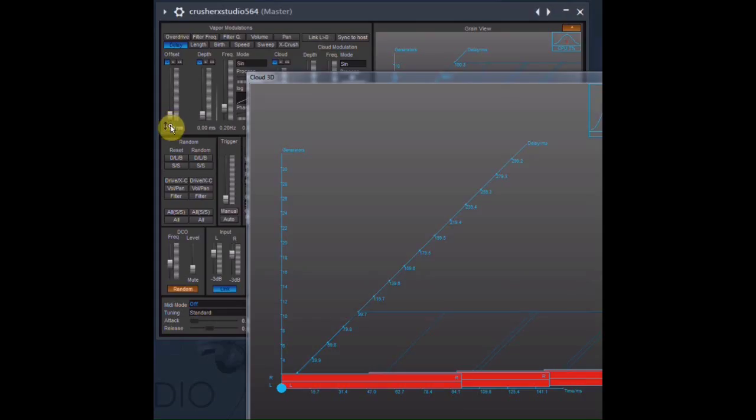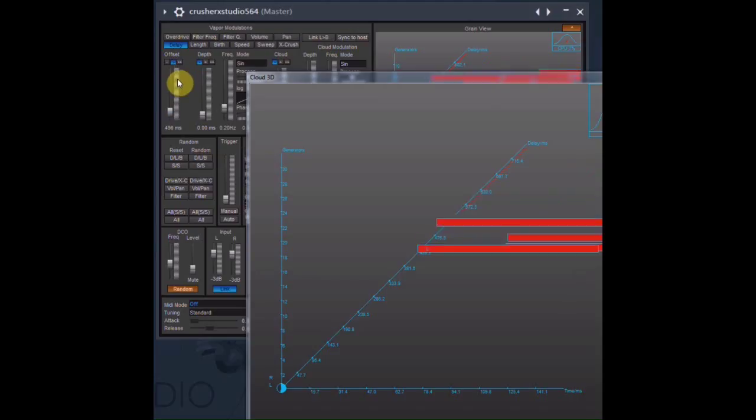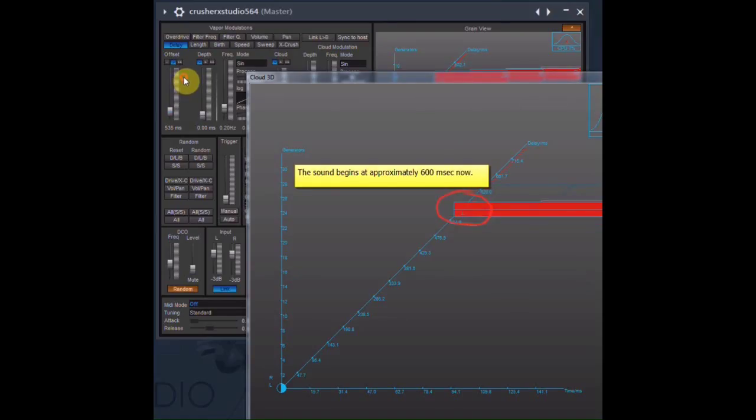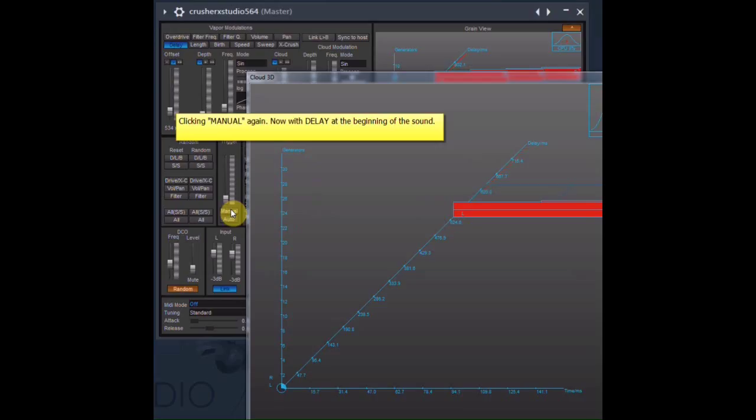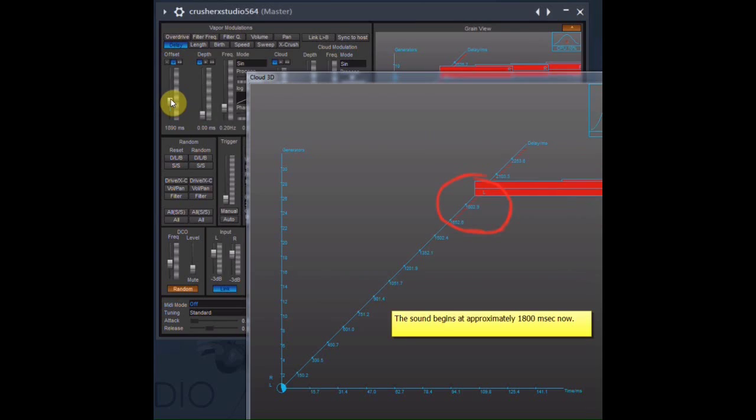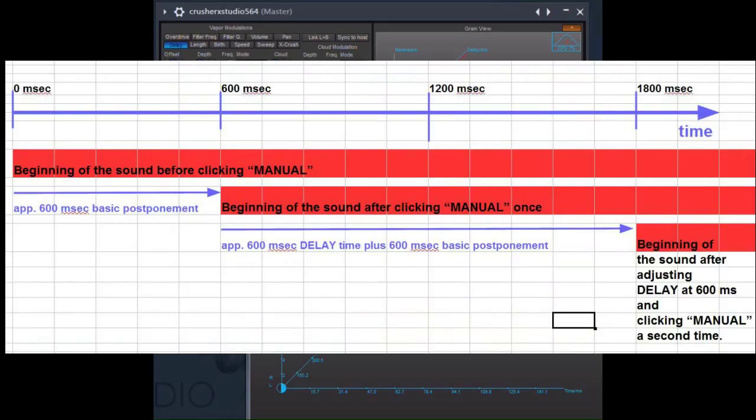If I then change delay to 600 milliseconds so that I can hear the beginning of the sound and click manual again, the sound is pushed ahead by 600 milliseconds delay time plus 600 milliseconds basic postponement. The sound in the buffer begins now at 1800 milliseconds, 2 times 600 milliseconds postponement plus 600 milliseconds previous beginning point.